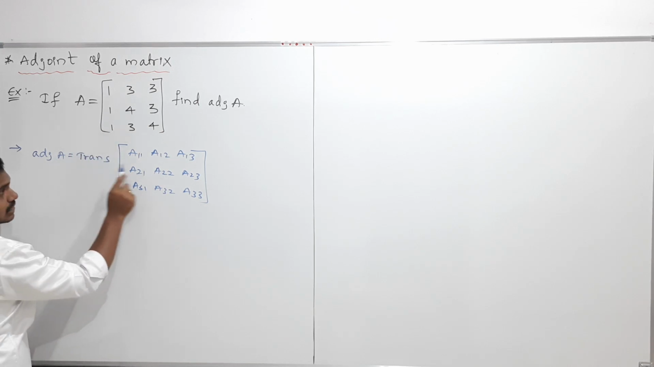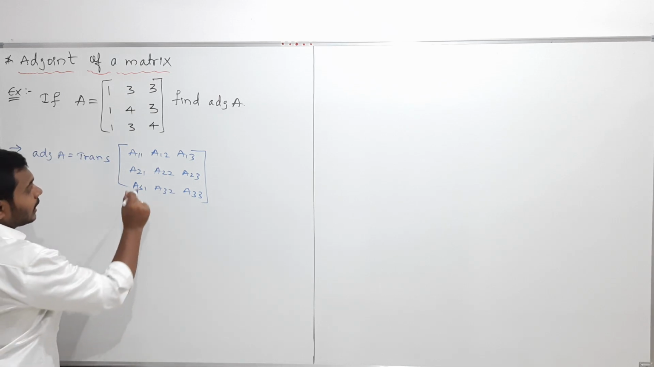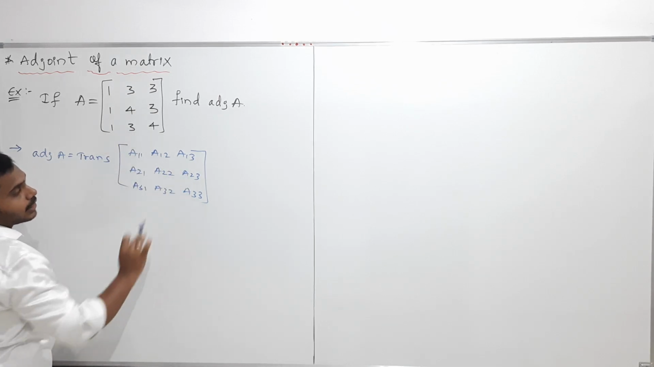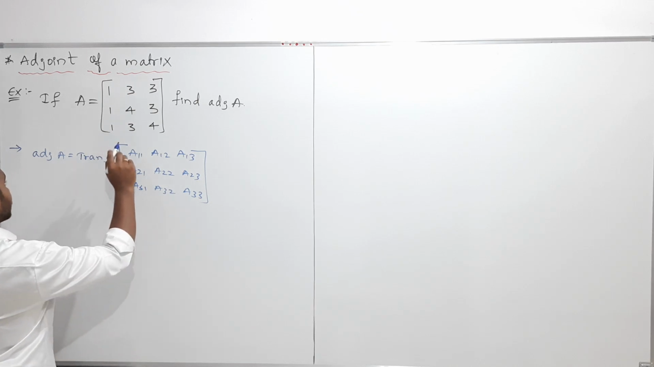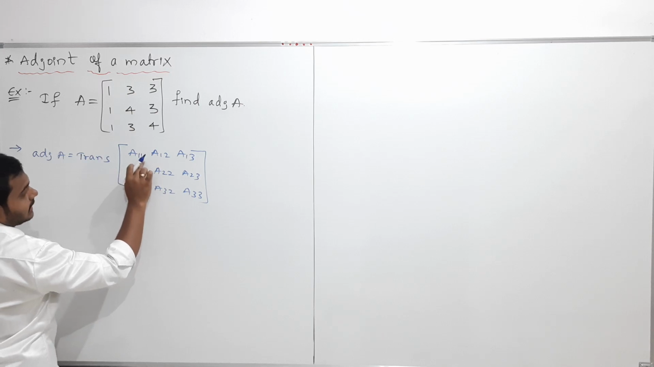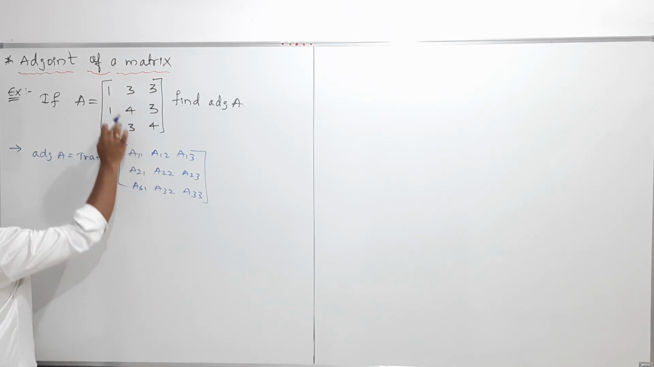Adjoint of A is equal to the transpose of the cofactors of each element. To understand clearly, for that reason I am writing in general form. I wrote this here. Clear? So now my dear students, to calculate the adjoint of the given matrix, I will calculate the capital A11. So what is meant by capital A11? Capital A11 is nothing but the cofactor of this element.